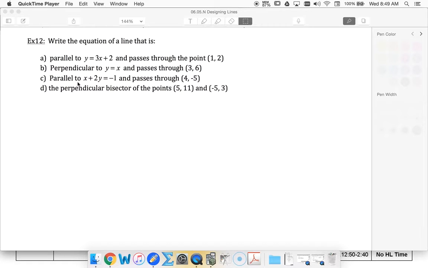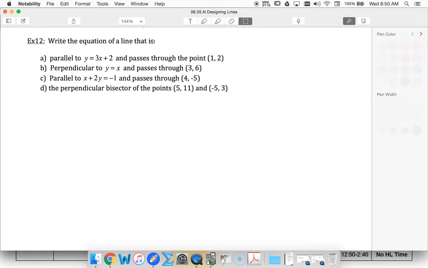All right, now we're looking for a line that's going to be parallel to this line and passes through the point 4, -5. Well, if it's going to be parallel, we know that the x and y coefficients are going to be the same because those are what makes my slope. What's going to be different is this value.